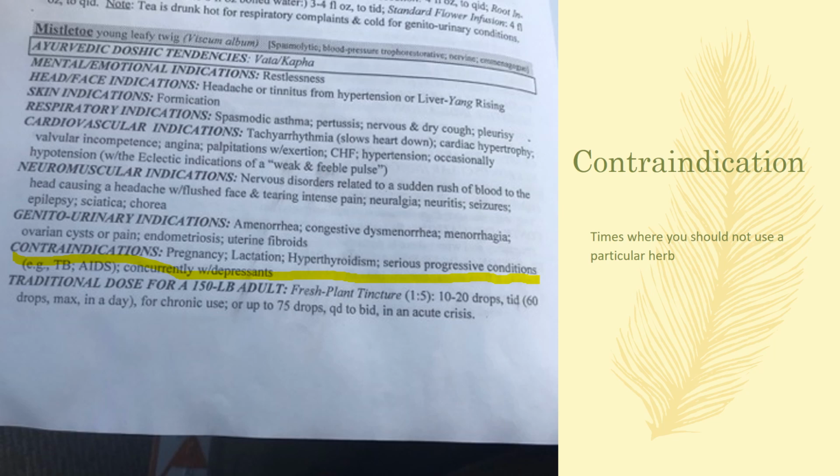It also says concurrently with depressants. So, what does that mean? You should not use depressants, and we're talking about pharmaceuticals and other things that can be considered depressants, with mistletoe. And then, as you can see, we'll go into dosages and the description for that. There are different terms on there that you would have to know in order to do proper dosing. So this is the purpose of contraindications. We'll look at another example herb for you to see that there are times where you cannot use it.